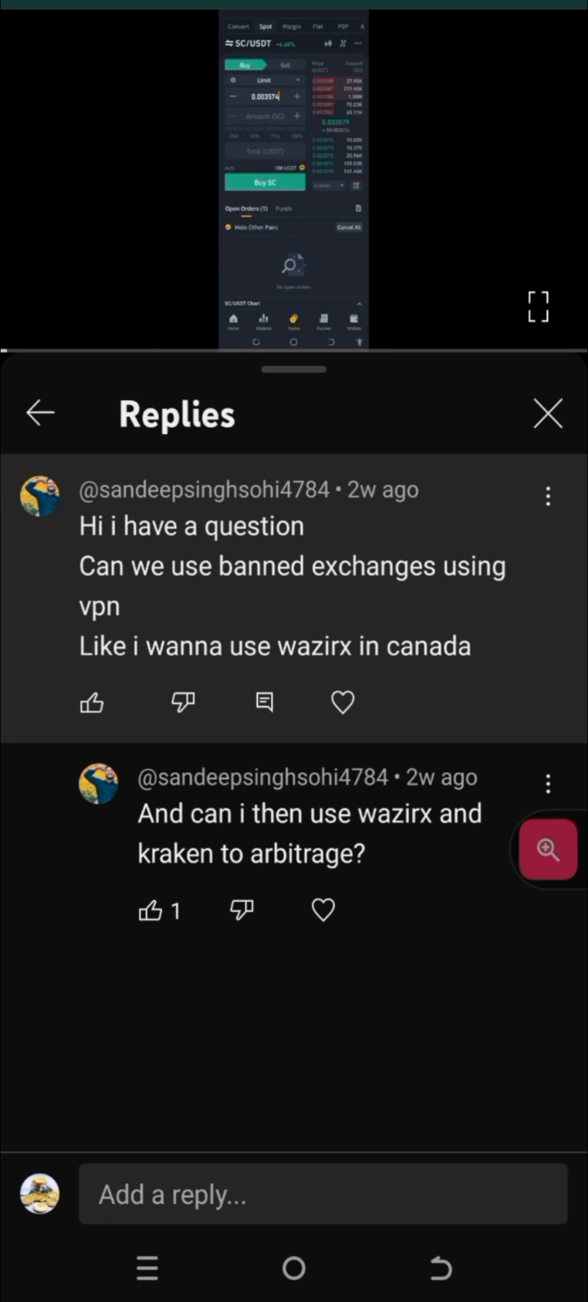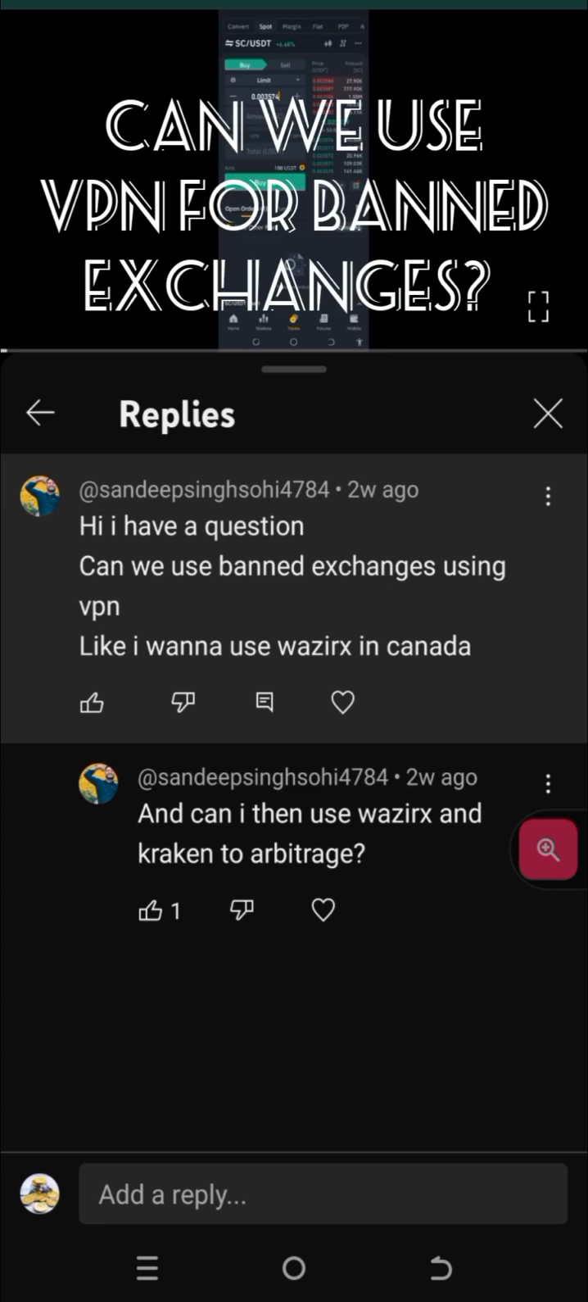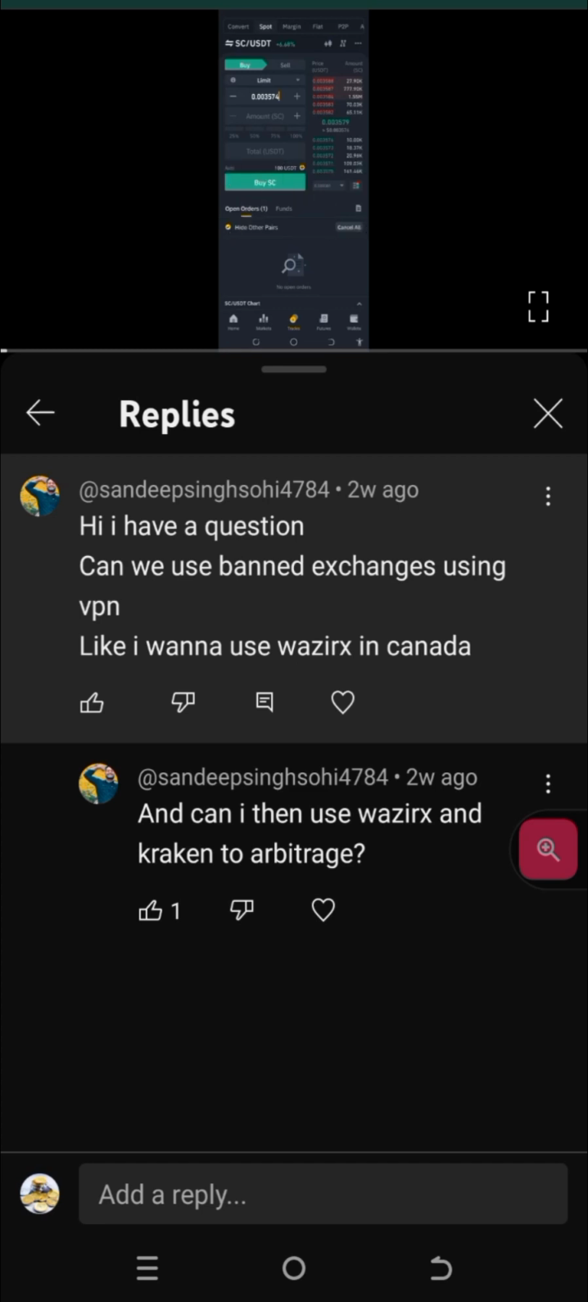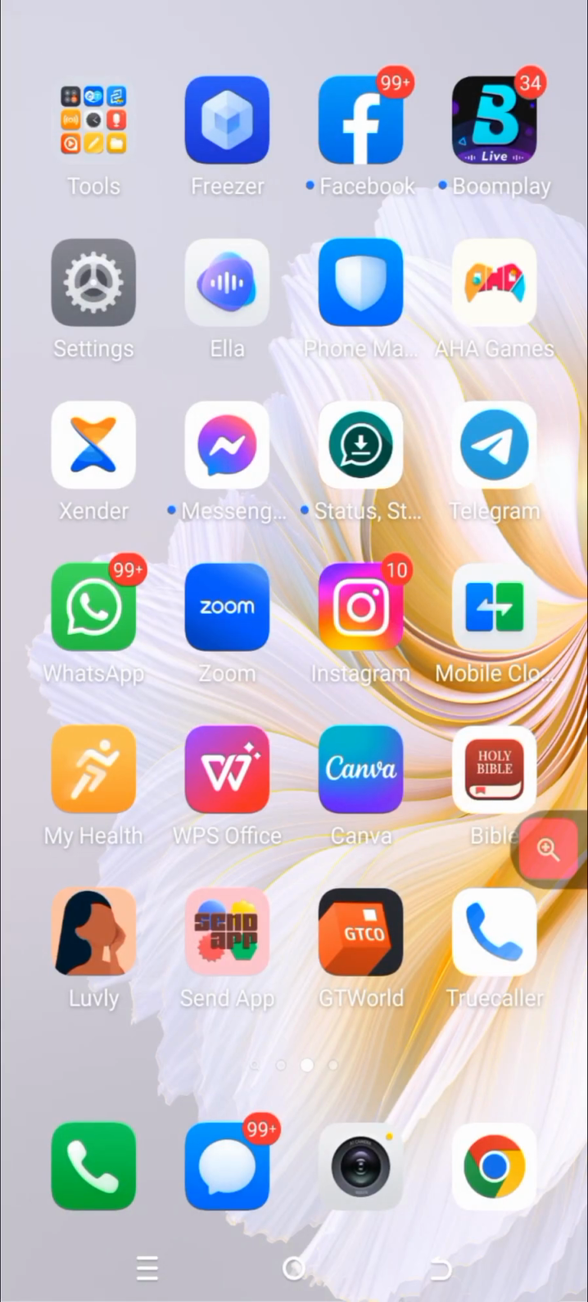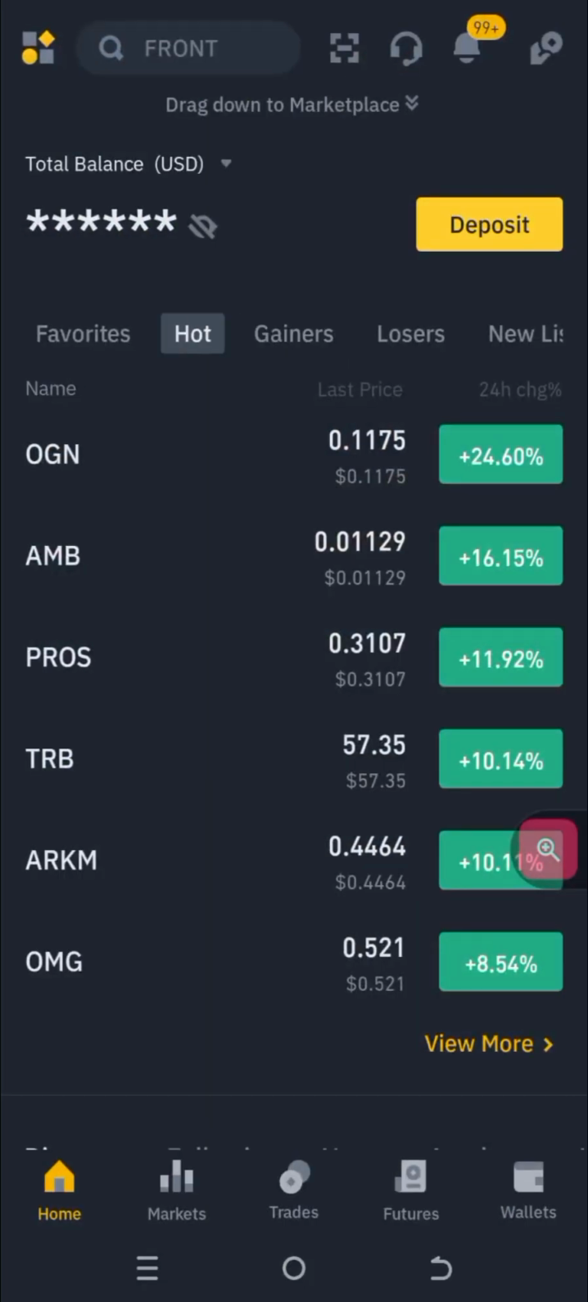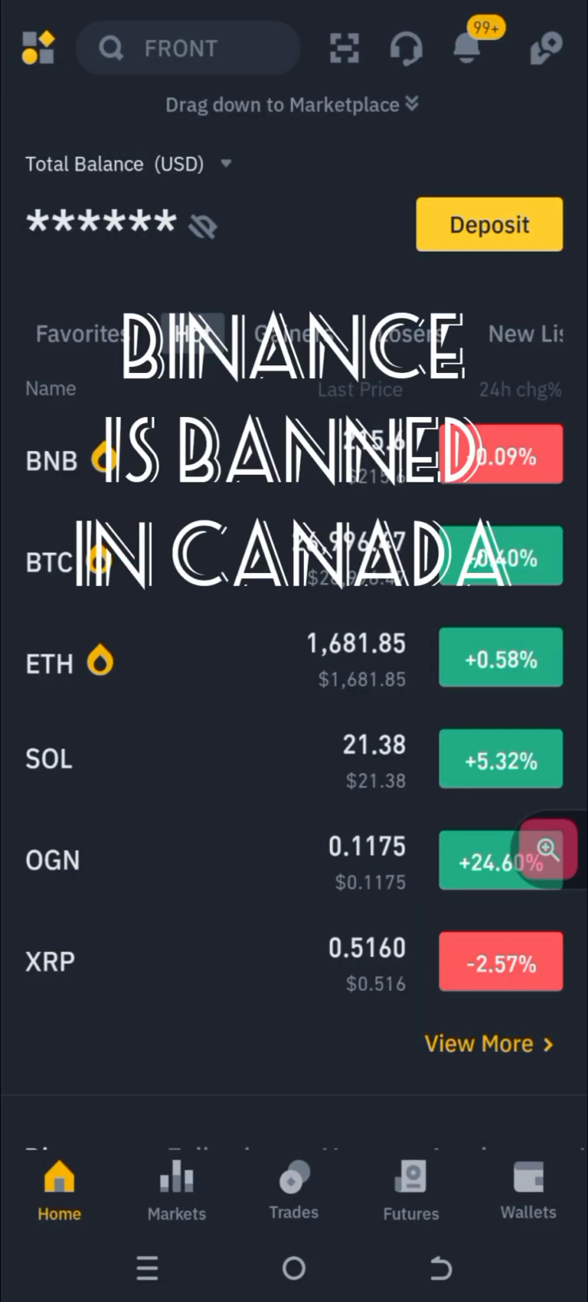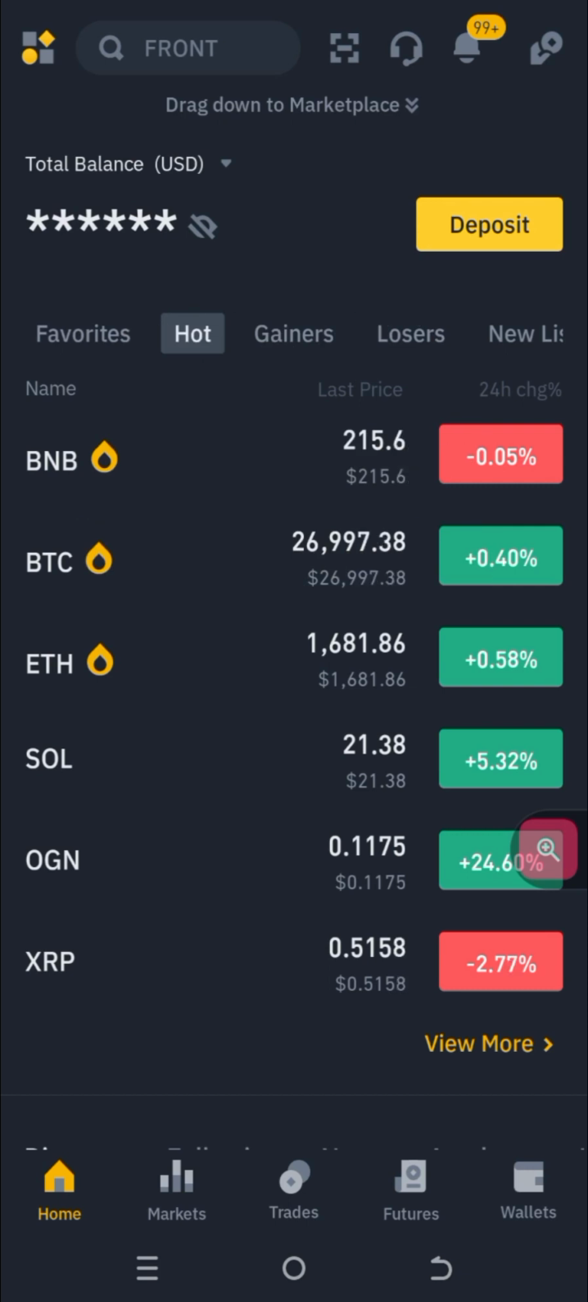So based on the question, which is, can we use it for banned exchanges? The answer is actually yes. Reason being that the exchange would not be able to know. So for instance, you should know that Binance, let me go and show you Binance. Binance is actually banned in Canada, because of regulatory reasons. Now, I don't even know whether WaziriX is banned. I think WaziriX may not be operating in Canada either. But would you be able to use a VPN? You can use a VPN, right? Because that platform would not know that it is you and that you're coming from that particular location.